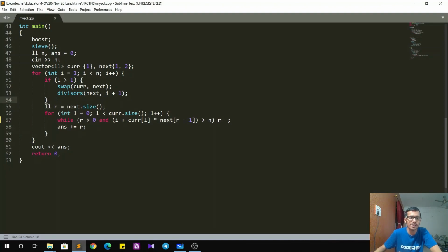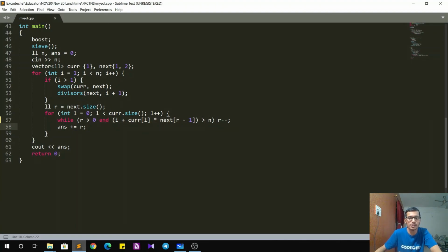So what I do now is I set my R pointer at the last position of my next vector. These are the divisors of my a plus 1 number. So I set my R to be at the last position over here, and I set L, which goes from 0 to current dot size, that is the size of divisors of A. And for each of these L, I check if the condition for B is violated, I move my R pointer one position towards the left, and I keep on doing this until this condition is true, right?